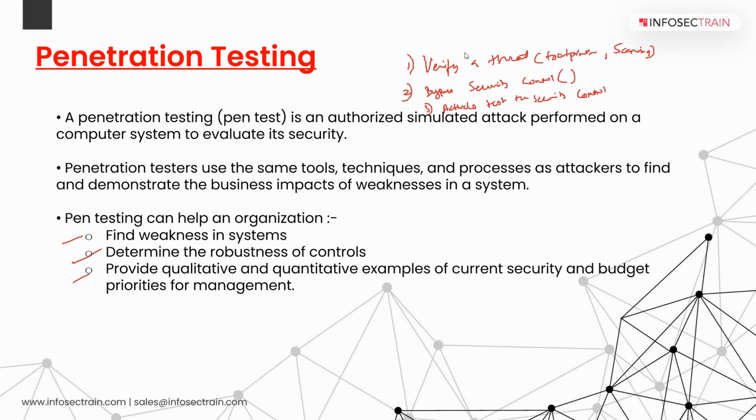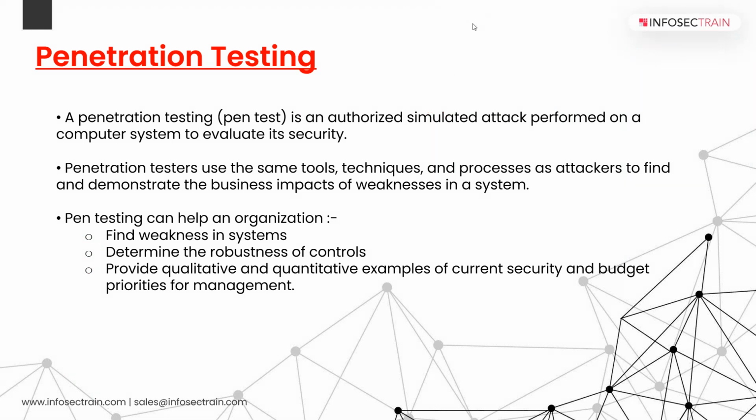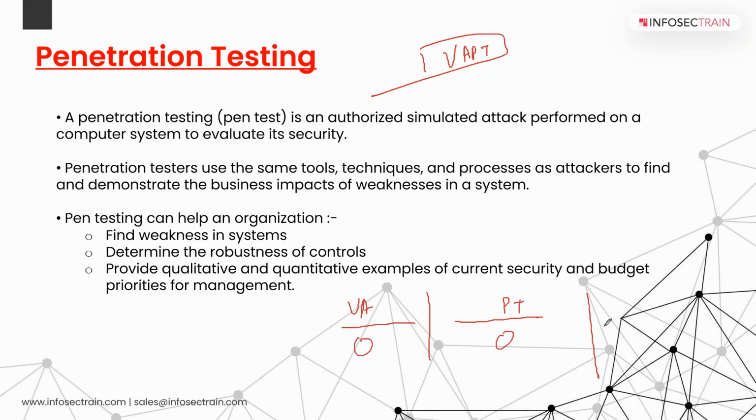Okay, so generally in many organizations we see there are 2 profiles. One is your VA, one is your PT, and in many organizations we see there is a profile for VAPT itself, that is vulnerability assessment and pen tester. In many organizations we have different, separate teams. One is doing vulnerability assessment, one is doing pen testing, and along with that we have a red team as well.